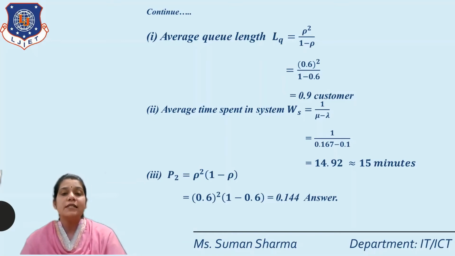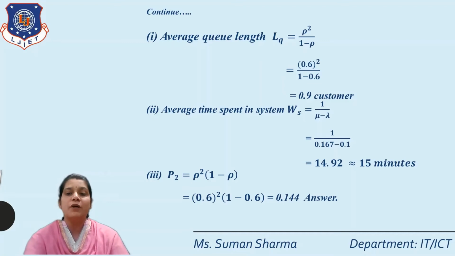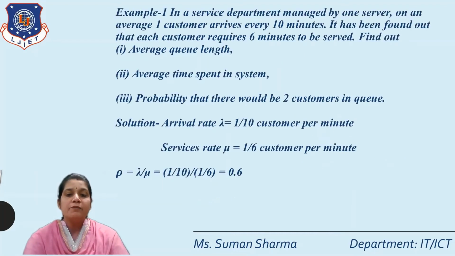Okay, so average time spent in system, so we write here WS is equal to 1 upon mu minus lambda. So we put here the value of mu is equal to 1 upon 0.167 minus 0.1. Why do we write here mu is equal to 0.167? Because our value of mu is equal to 1 by 6 and the value of lambda is equal to 1 by 10. That means lambda is equal to 0.1 and mu is equal to 1 divided by 6.